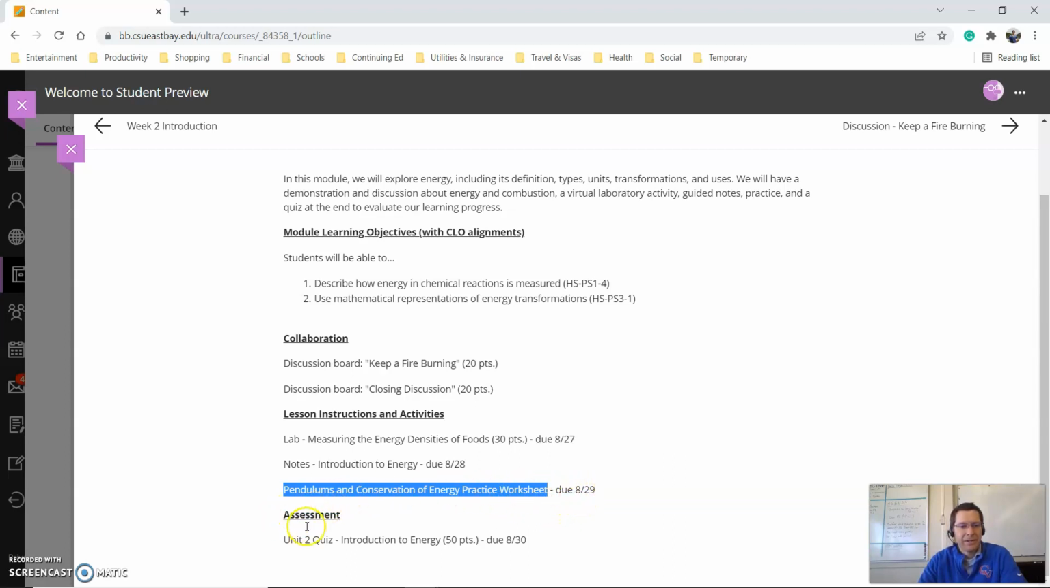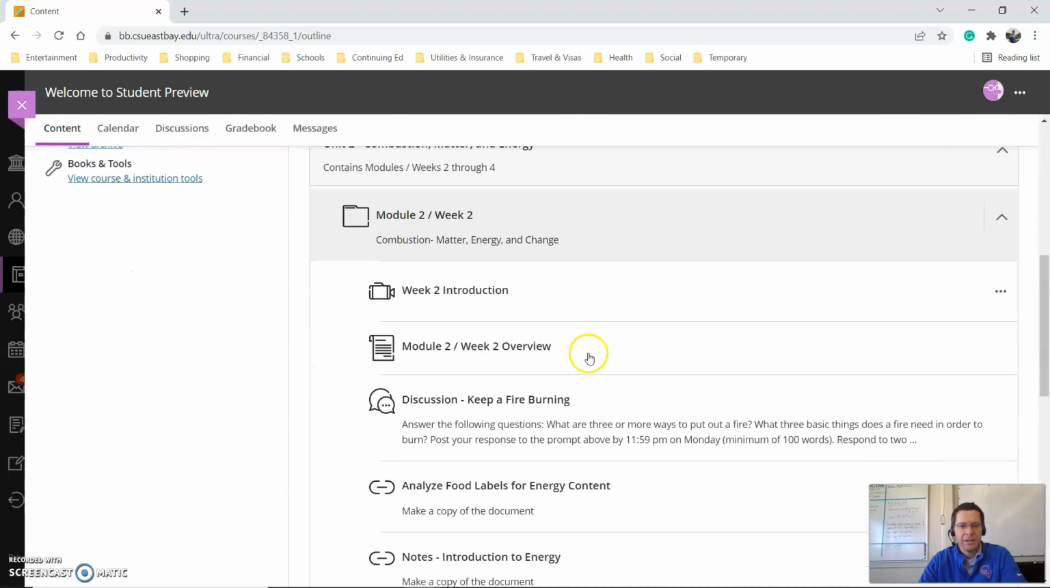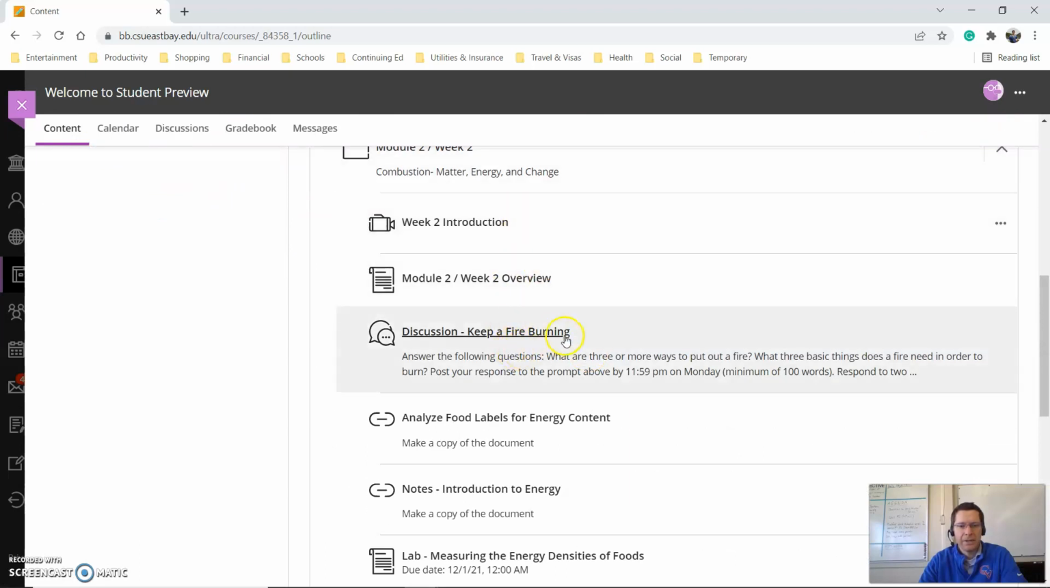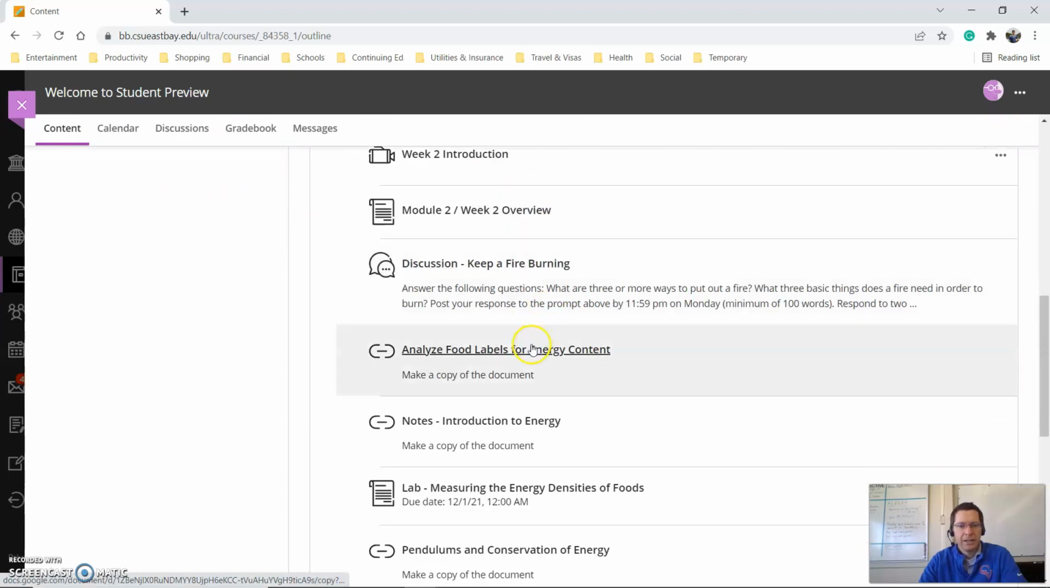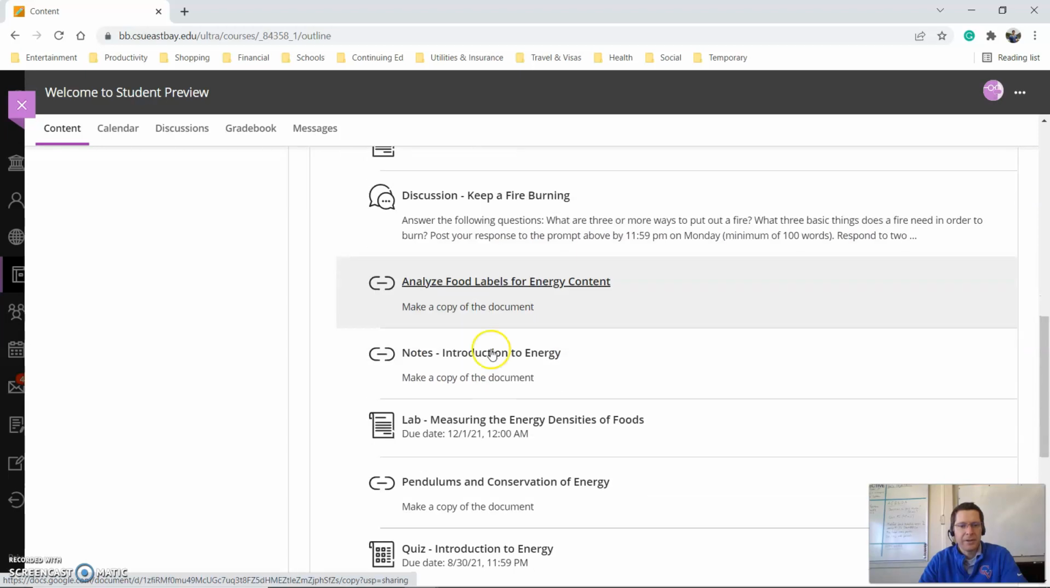And lastly, there's an assessment. So this is a quiz that will test your knowledge on these introduction to energy topics. So that's pretty much it for the week. You can see all the different activities here, discussion. There's another activity here looking at food labels and how that conveys information about energy contents of foods.